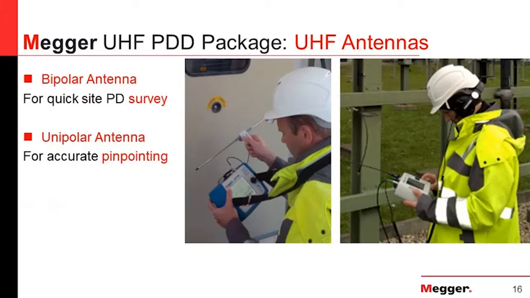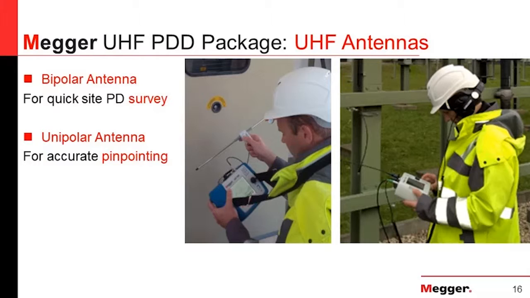Okay, then we have a variety of accessories which need to be available to work exactly and effectively with the unit. So first we have two antenna types. Both are UHF antennas. First we have a bipolar antenna, which is actually a double antenna. The feature is it can scan a wide area. So for scanning the area, the bipolar antenna is much more effective because it can see a wider area or wider space for partial discharge.